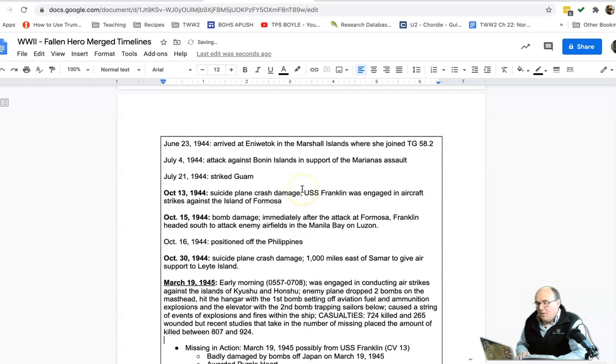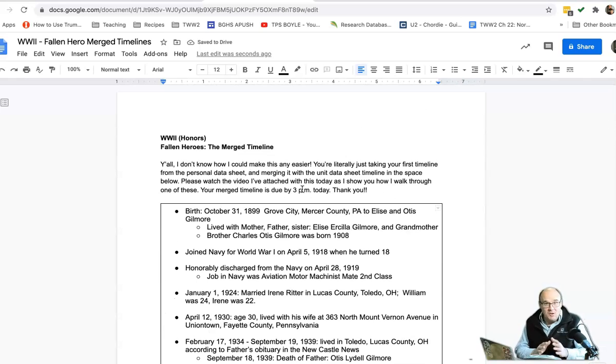Okay, so let me show you how easy the writing process is going to be once you've put your two timelines together. Now first, every story starts with a hook, right? So you got to think about what the hook is. What do you know about your guy? Did he go to the same high school as you? Did he live near you? Were you involved in the same things in school? Was he a football player and you're a football player? Was he a musician and you're a musician?